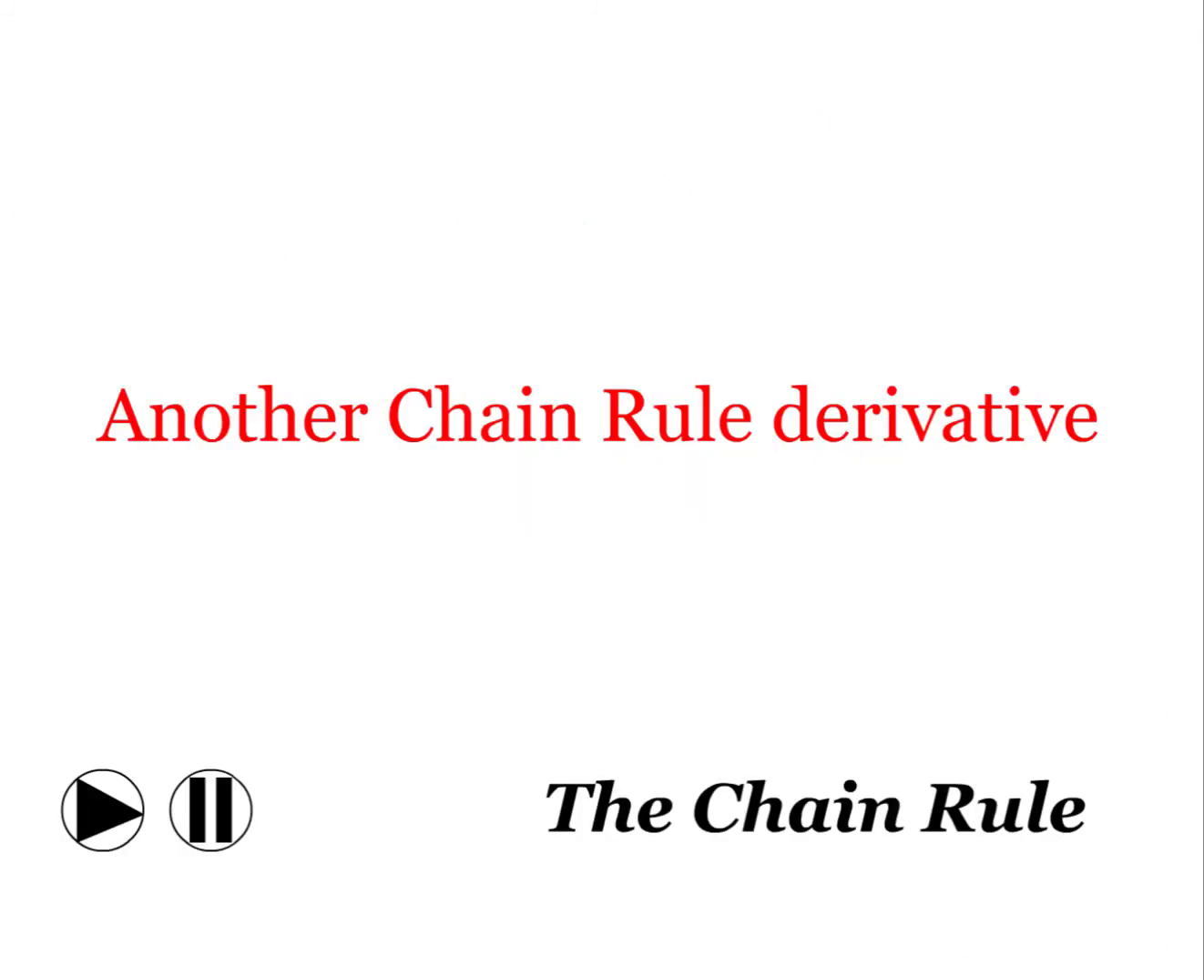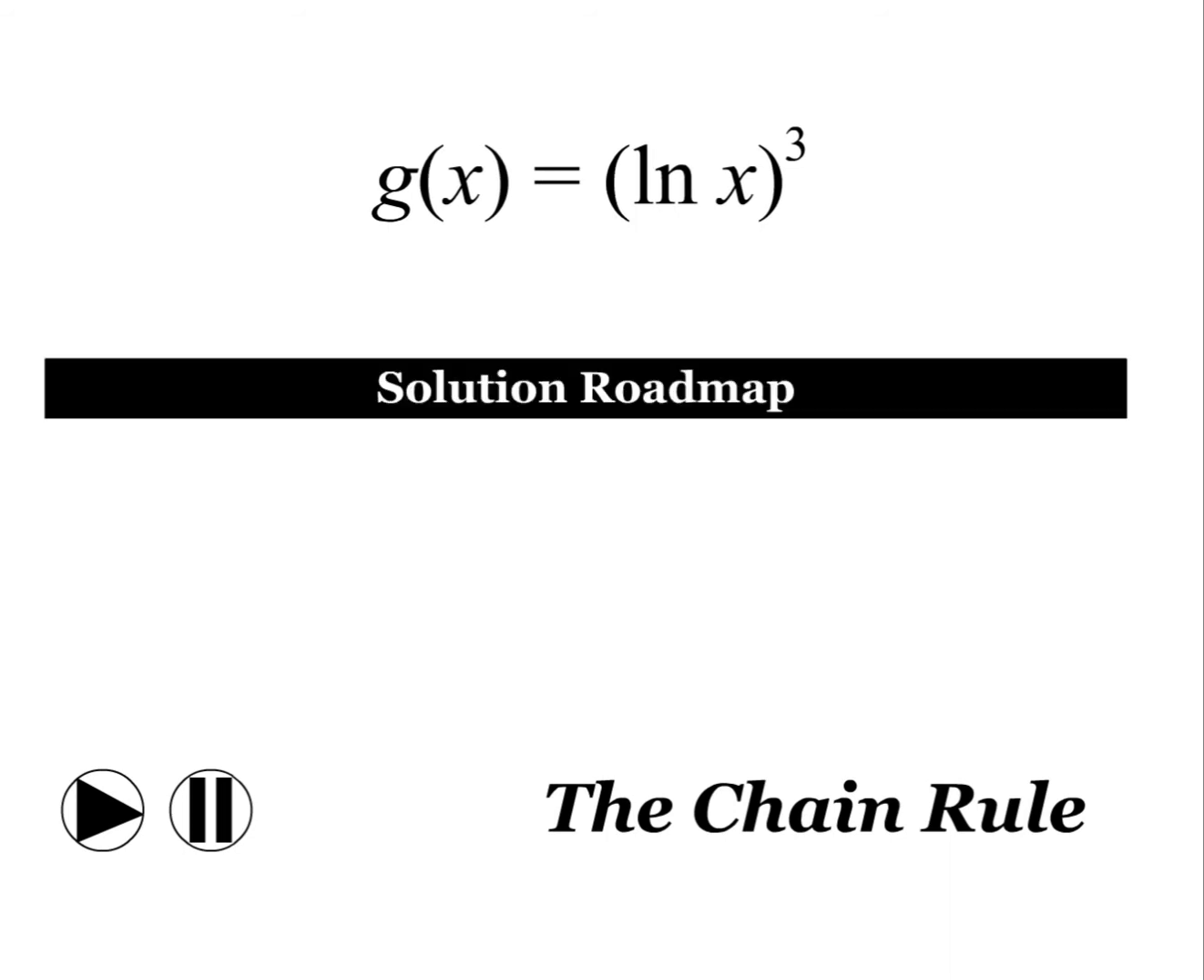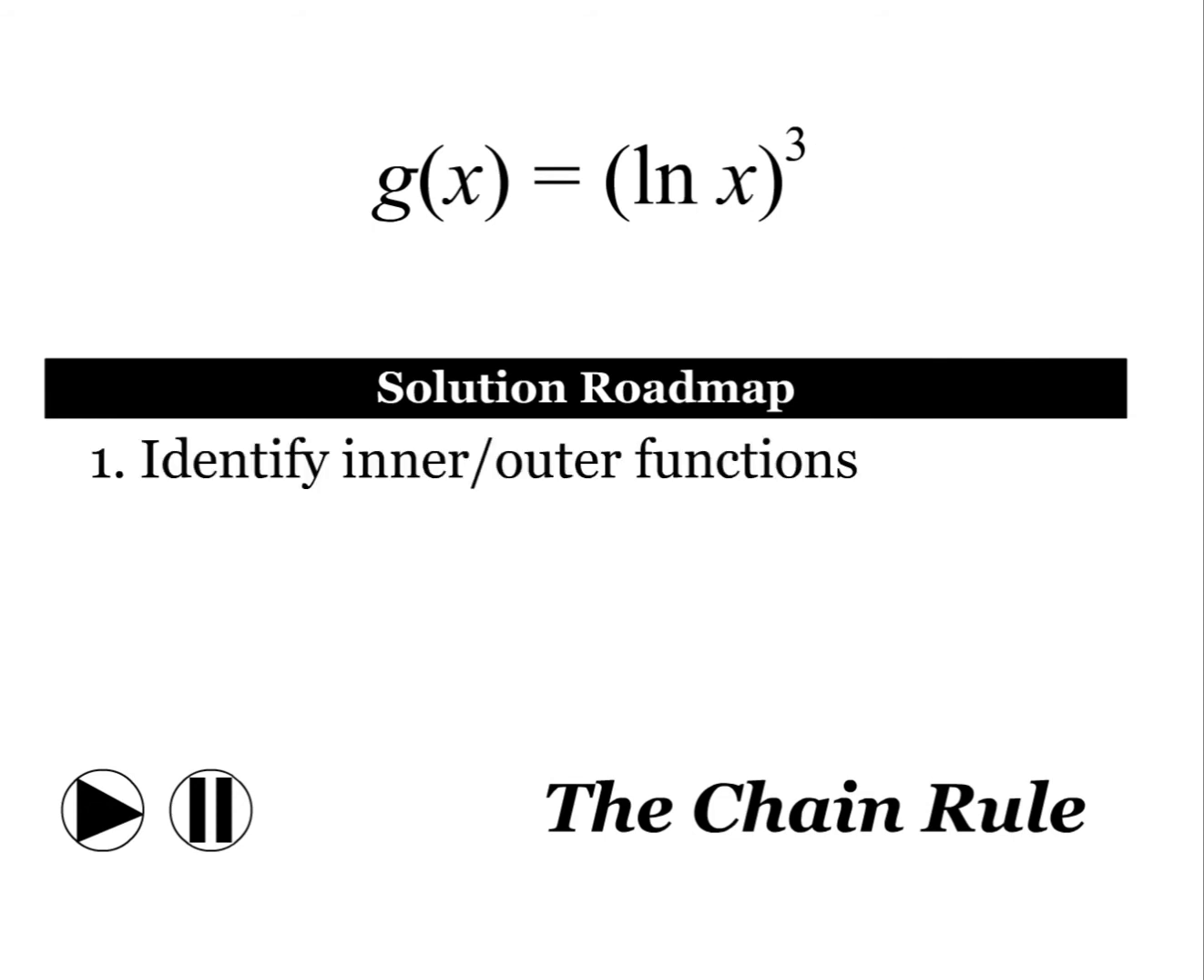Now I know this is a little tricky, so let's go ahead and do another example. We'll find the derivative of g of x is equal to the natural log of x cubed. Now in this case, once again, we see two functions, the natural log of x and the cubic function. So we have to decide which is the outside and which is the inside function. Well, it's even easier in this case to tell which is the inner function, because the inner function is actually enclosed inside parentheses. So our inner function is natural log of x, and our outer function is the cubic function.